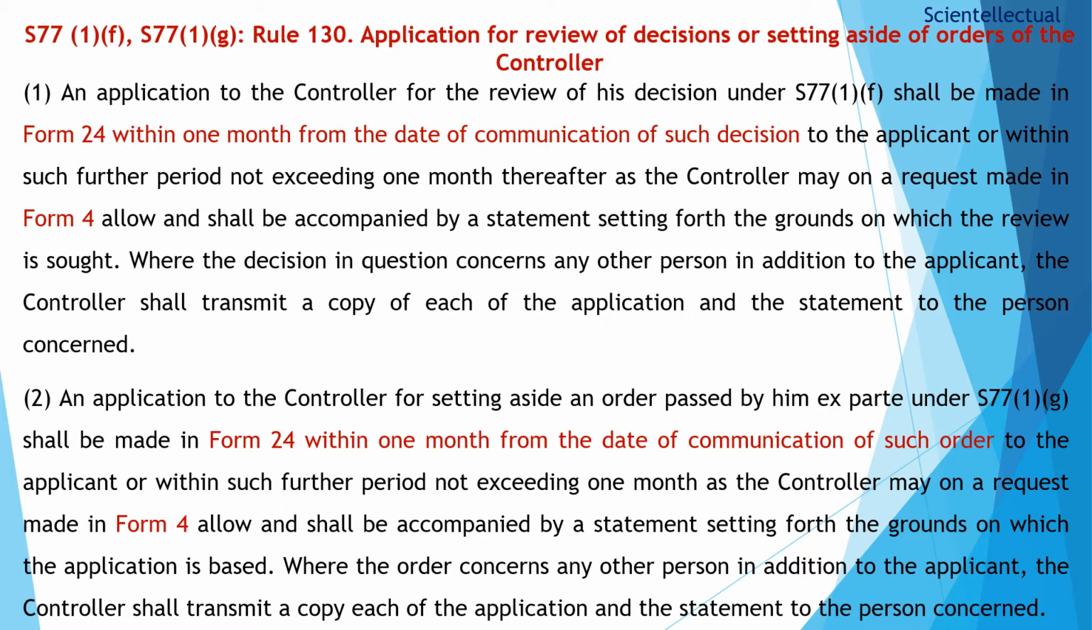In case of section 77(1)(g), the same case happens. The application to the controller for setting aside an order passed by him ex parte shall be made through Form 24 within 1 month from the date of communication of the controller's order to the applicant. In this case also, the applicant may request extension of time through Form 4. And when the order concerns any other person in addition to the applicant, the controller shall submit the copy of the application and the statement to that person.